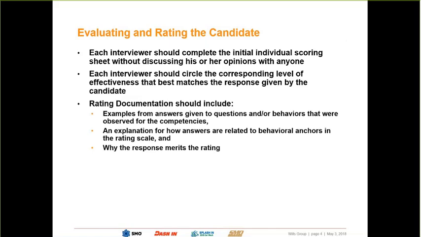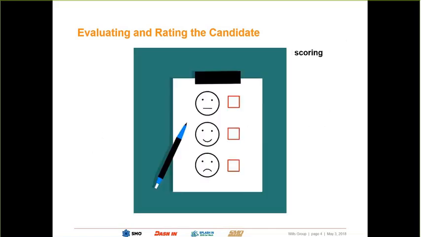This rating documentation should include concrete examples from the candidate's answers given to questions or behaviors that were observed for the competencies. It should include an explanation for how answers are related to the behavioral anchors in the rating scale, and why the response deserves the given rating. Statements such as, "The candidate's responses were in the good category, so I gave him a 4 rating," are insufficient to document a rating. Rather, the documentation must cite specific examples of what the candidate said or did during the interview. Now let's talk through an example.